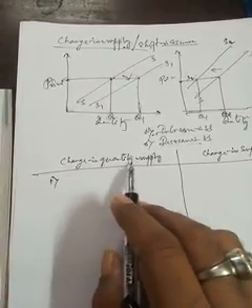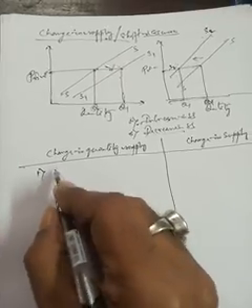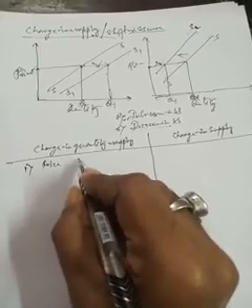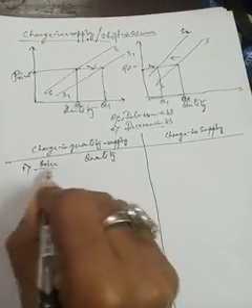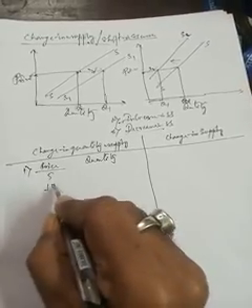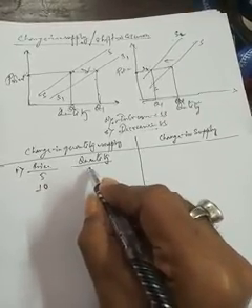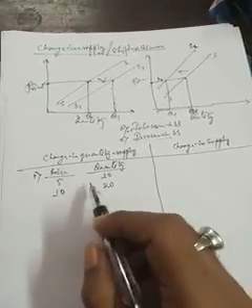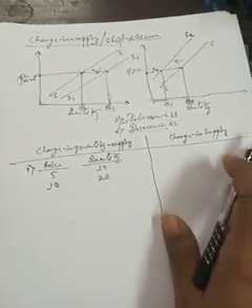Now, change in quantity supplied means, first we write the schedule. We can write a schedule like price and quantity. Price we can write 5 to 10, and quantity supplied, suppose we can write 10 to 20. Price increases, supply increases, that means movement along the supply curve.